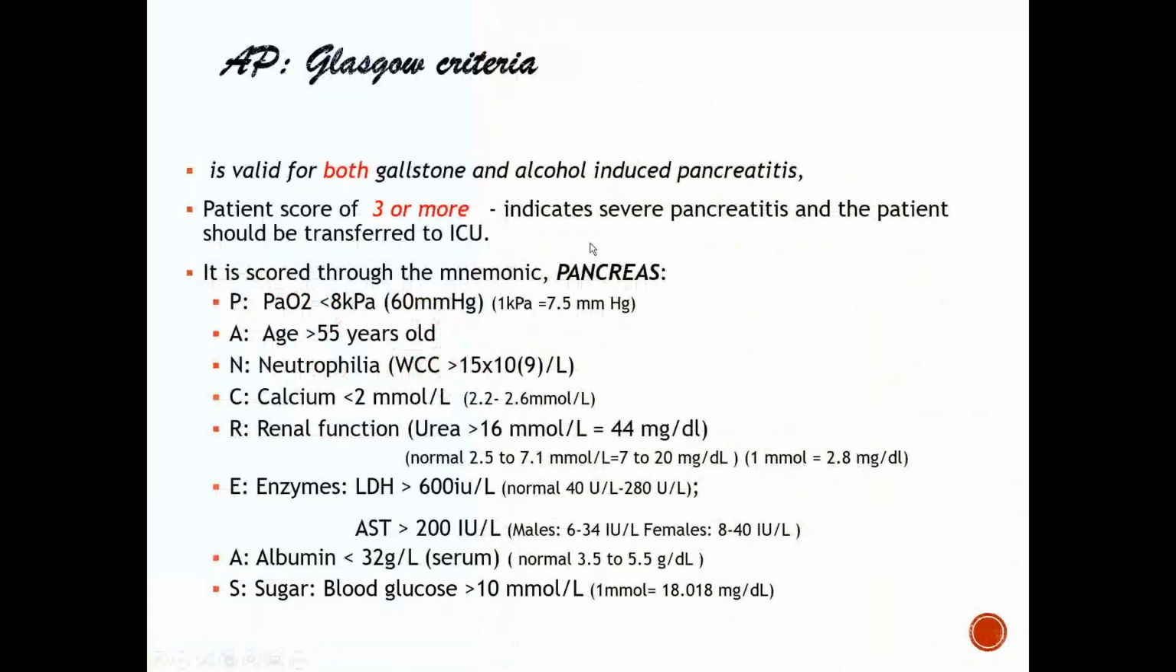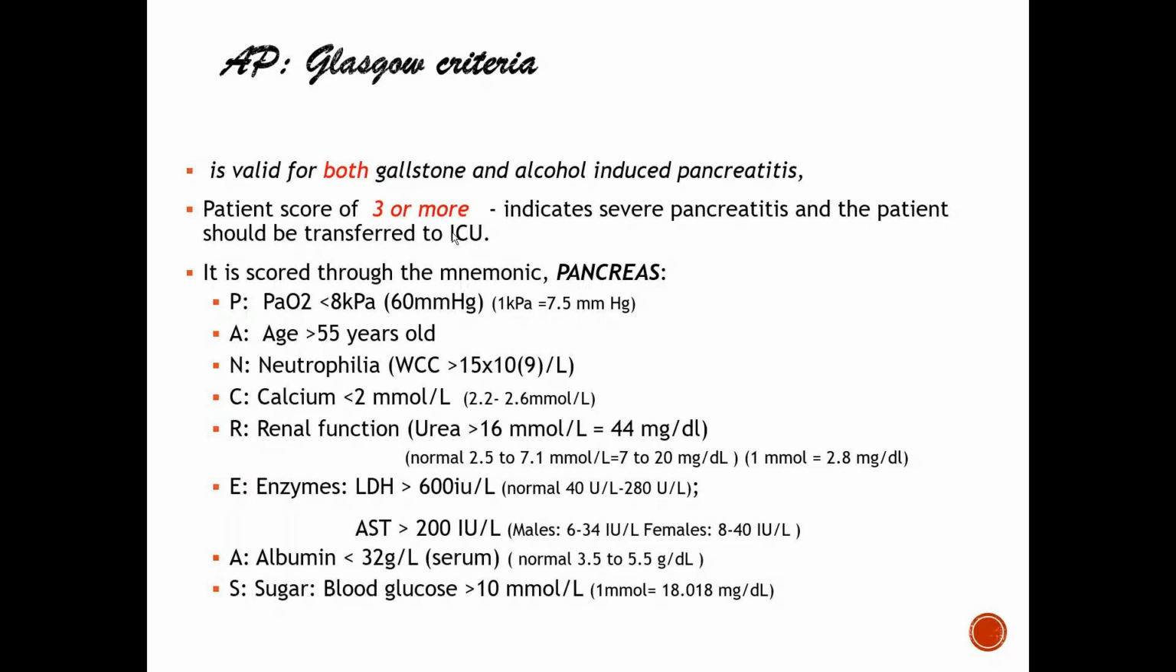Glasgow criteria, apart from Ranson, is valid for both gallstone and alcohol-induced pancreatitis. And as I said earlier, a score of 3 or more indicates severe pancreatitis, and the patient should be transferred to ICU. So what does the Ranson or Glasgow tell you? Anything if it is 3 or more, I have had it. I'm going to have a severe disease. So immediately this patient is going to be treated in an ICU, not in a routine inpatient facility. So that is where Ranson and Glasgow help you. Grading less than 3, treat this patient as a routine inpatient. More than 3, treat the patient in the ICU.